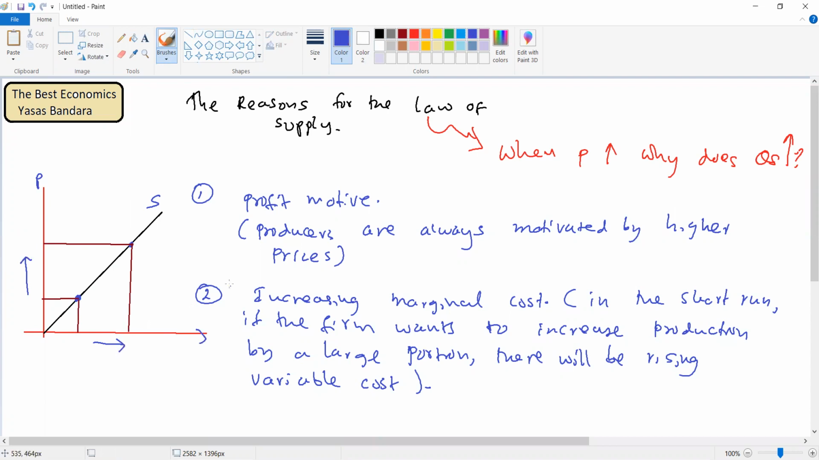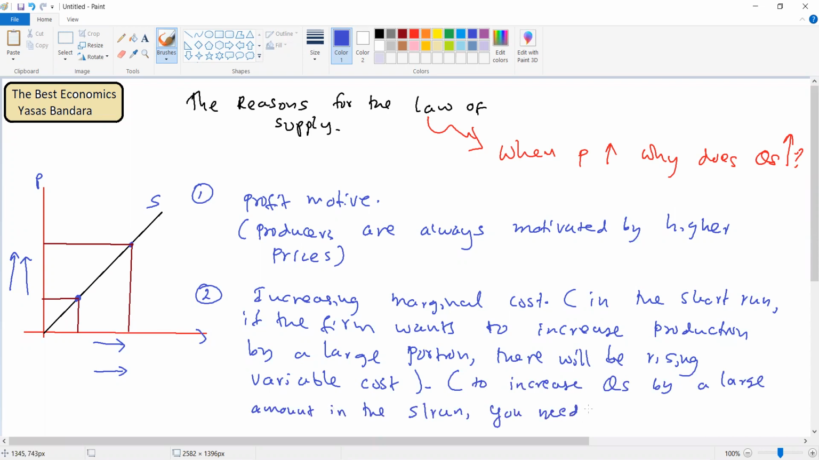But the second one tells you that to increase the quantity, you need to increase the price. Right? This is the meaning of the second one. To increase quantity supplied by a large amount in the short run, you need to charge higher prices.